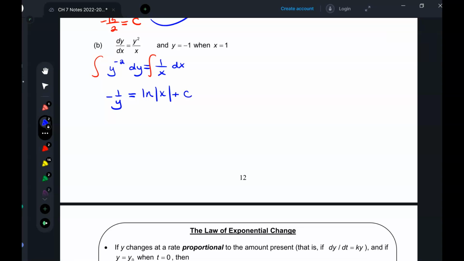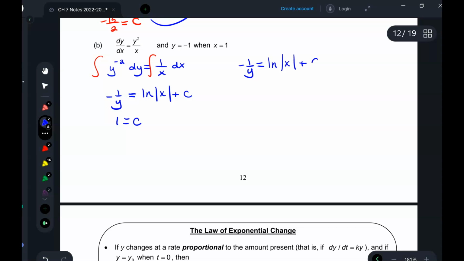Now we go ahead and plug in, well, when x is 1, so that's going to make natural log of 0. Plug in y is negative 1, so that means we get 1 for c. Okay, so now we're going to go back to the negative 1 over y equals natural log of x plus 1.